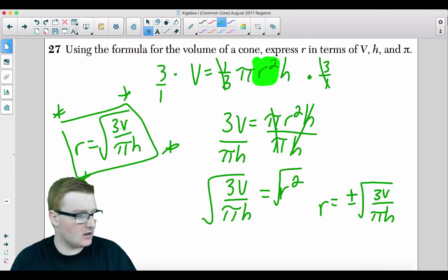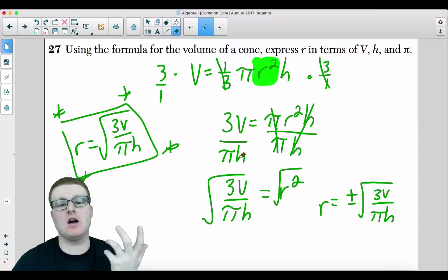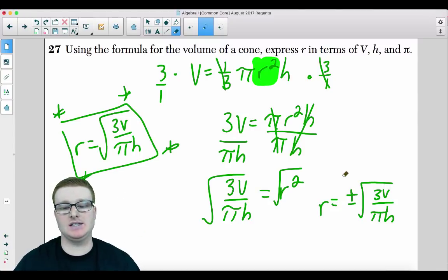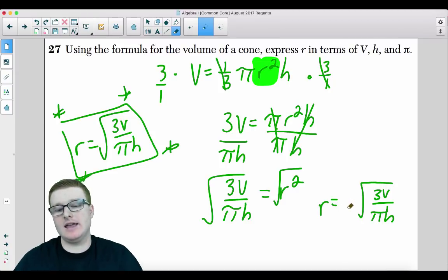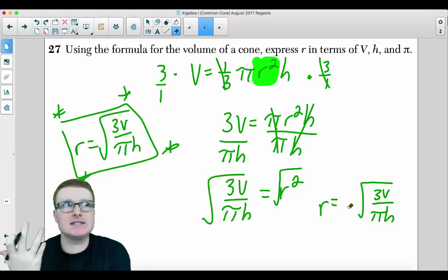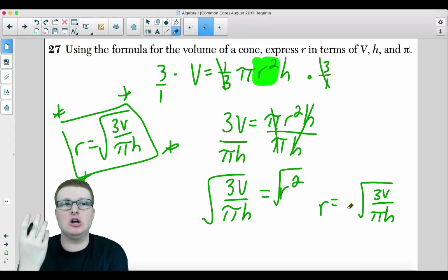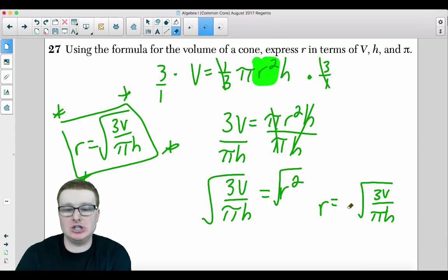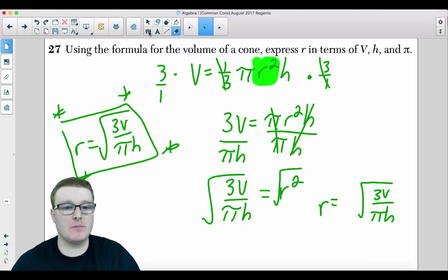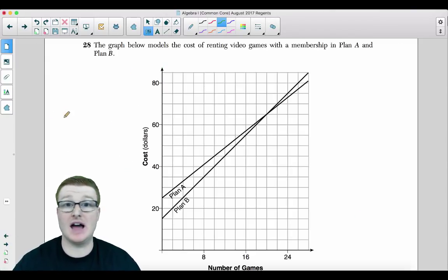Okay. So here's the thing. In geometry, the radius has to be a positive answer. So I'm going with this answer, the positive square root of 3V over pi h. The answer key doesn't say it, but it has to be positive. The radius of a circle has to be positive just from your basic knowledge of Euclidean geometry. So I'm going with this answer, the square root of 3V over pi h, and I can say that with confidence, 100%. That is the answer to that question, not the negative part.